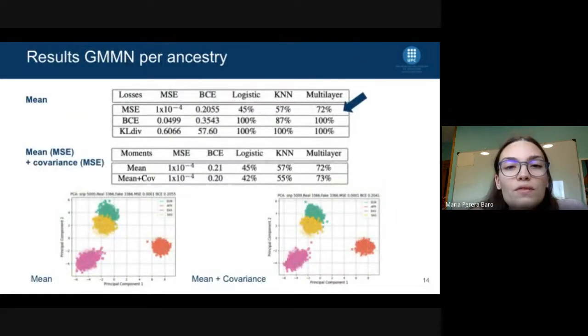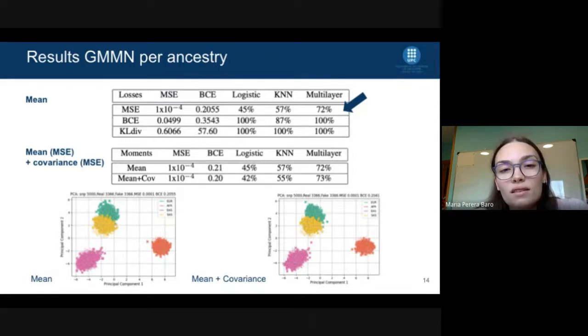The results of the generative moment matching network per ancestry are very good. First, if we compare the results of just using the mean, the best one is with the mean square error, because the errors are the lowest and the accuracies too. So the next results are computed with the mean square error.